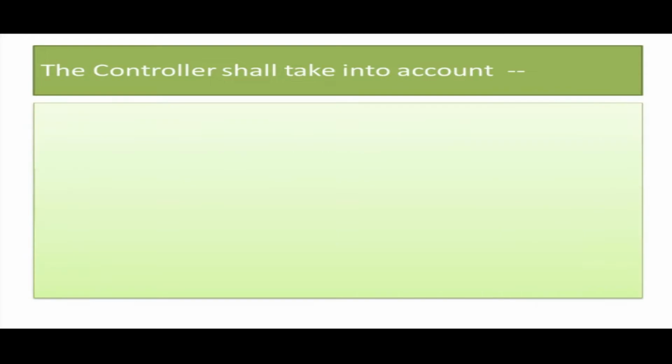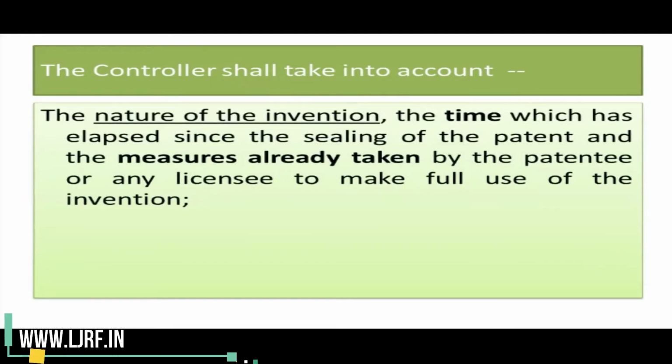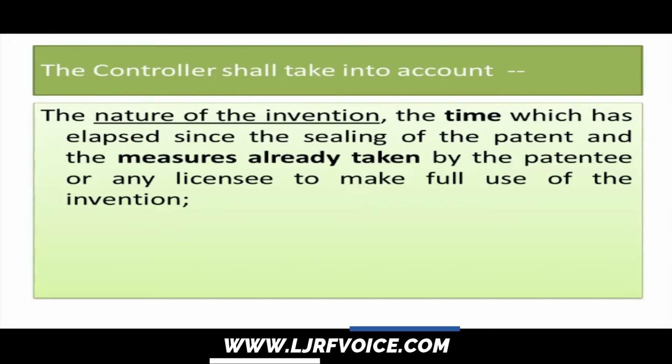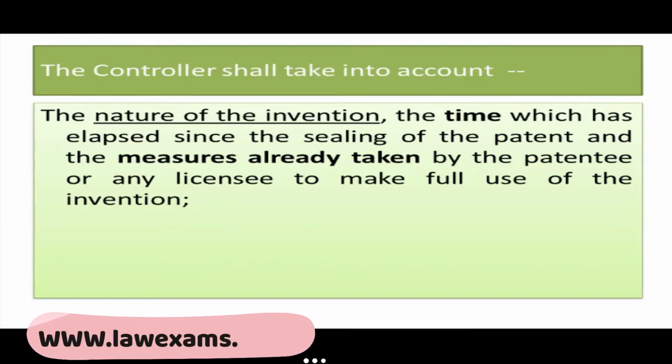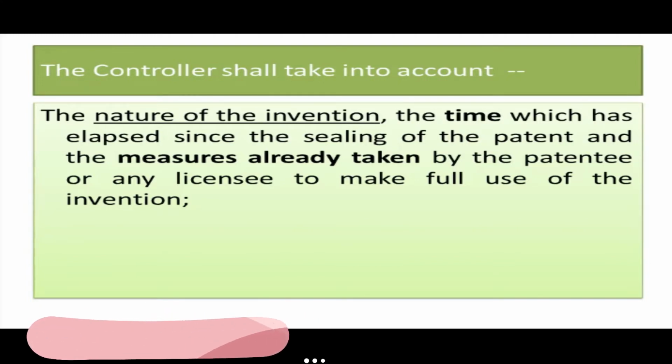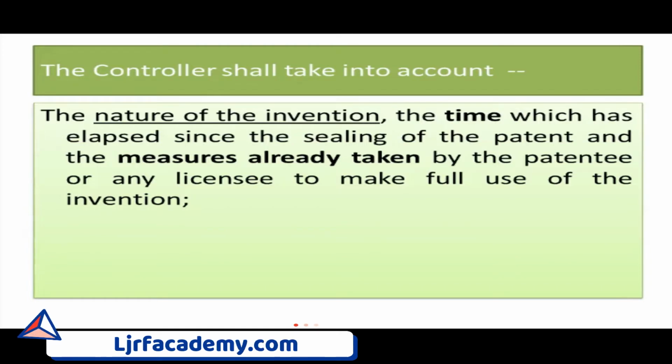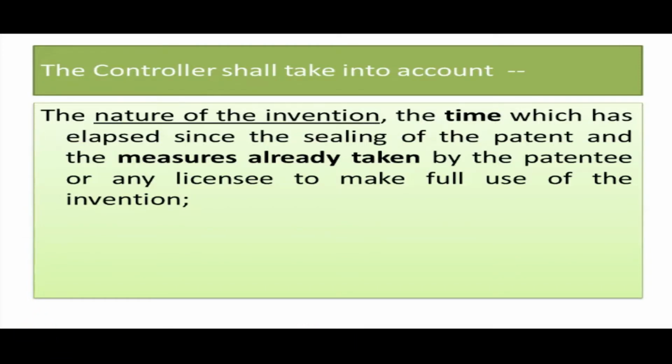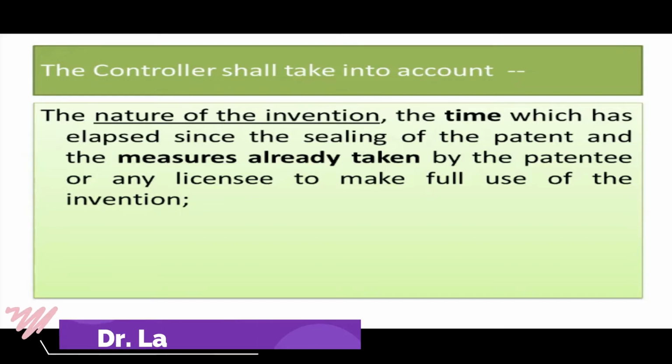And the controllers take certain things into account. What are the considerations the controller may have while considering an application for compulsory license? The first one is the nature of invention. The likelihood of granting a compulsory license in respect of a pharmaceutical invention will be much more when compared to the likelihood of grant in respect of a patent which is in an area related to entertainment. So if it is relating to a life-saving drug, in all likelihood compulsory license would be granted.